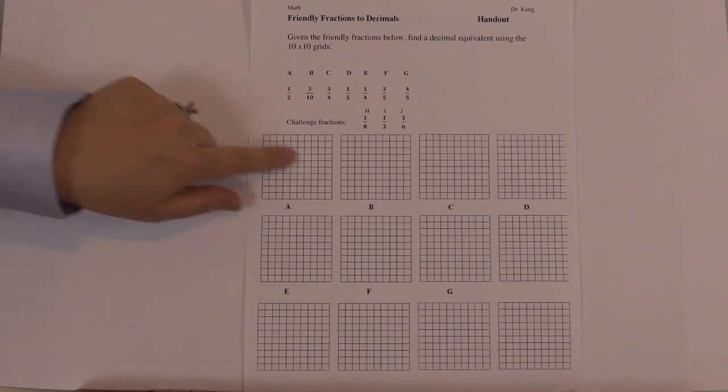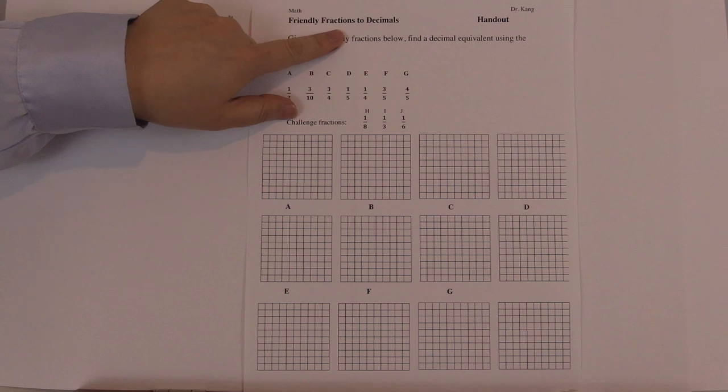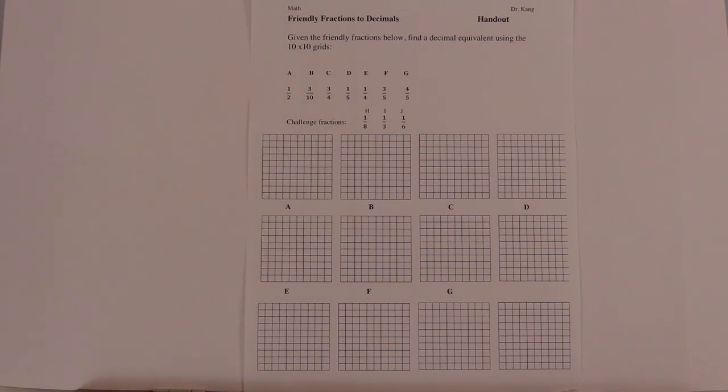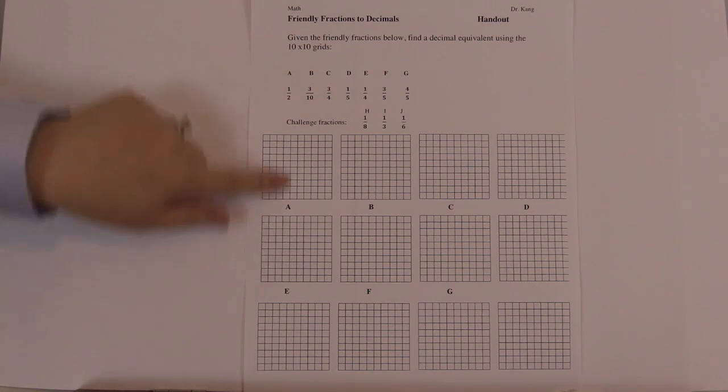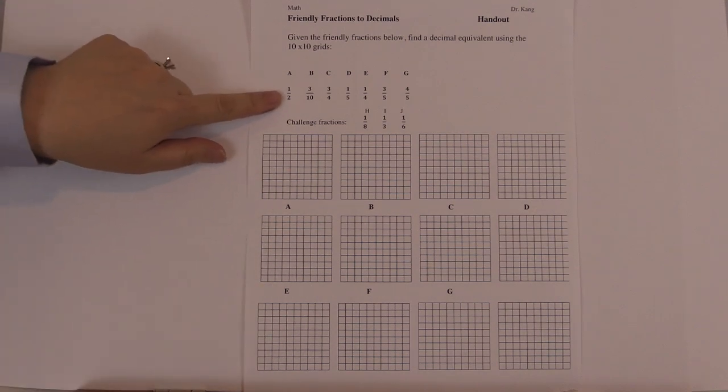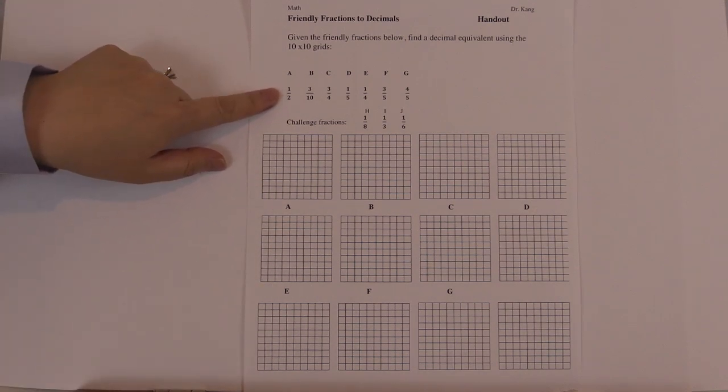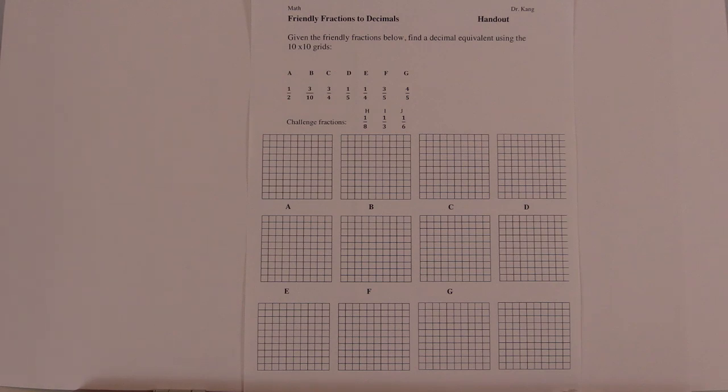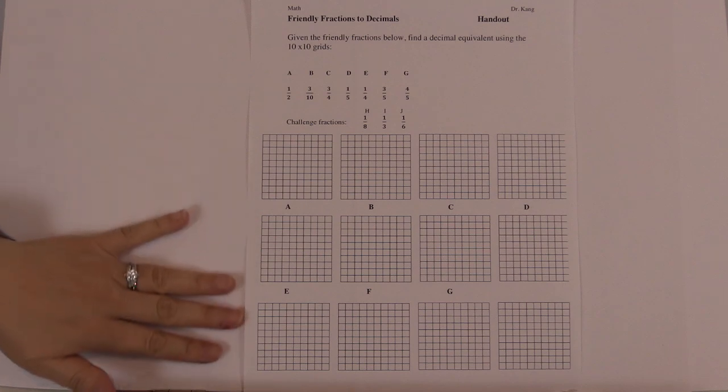So what about here? I want to look at friendly fraction decimals. This is a handout. You can print it out from the Canvas. So friendly fraction decimals in here. How would you introduce what 1/2 means in decimals, right? That's what they need to know. So I want to connect the fractions to the decimals using grid paper.